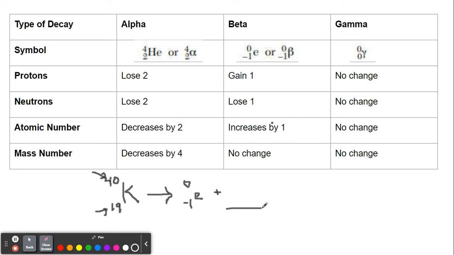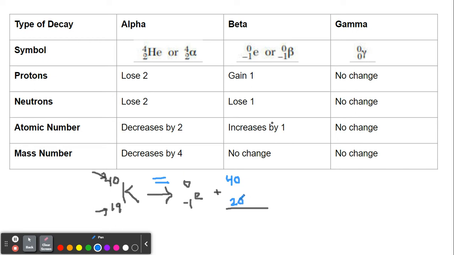When I do this, I am going to go through and do the same algebraic work that I was doing before. 40 minus 0 still is 40. There's no change in the mass for my beta decays, so I'm still going to have 40 over here. But if I have 19 minus -1, that really means I'm adding that 1 to my original atomic number. So this is really saying 19 plus 1. So my new atomic number is going to be 20.